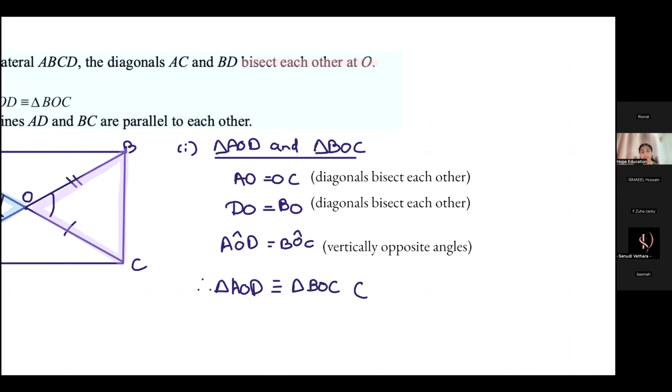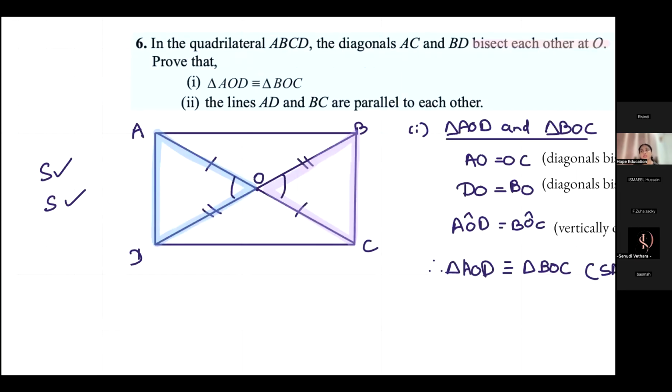SAS. Always in SAS, make sure your angle is an included angle. The angle should be between the two sides we are considering. Now, in this triangle, we are considering this side and this side. So the angle should be in between these two sides. It's there. It's the included angle. If you take the purple triangle, the sides we are considering are this and this. The angle should be in between those two, the included angle, and that is also there. So, no problem. Now, we'll move on to Roman number 2.